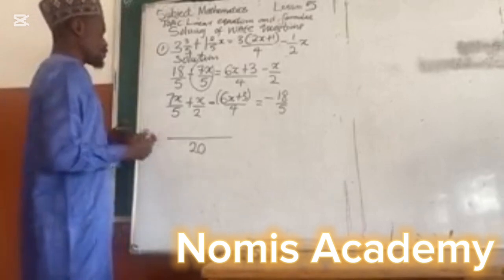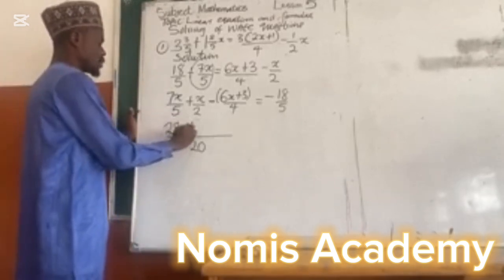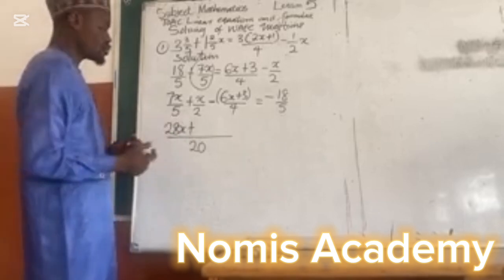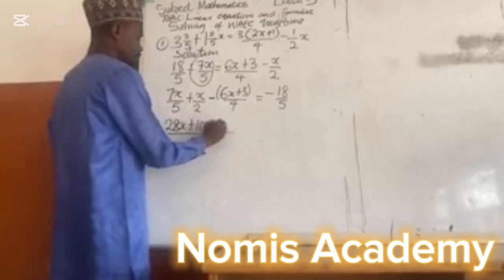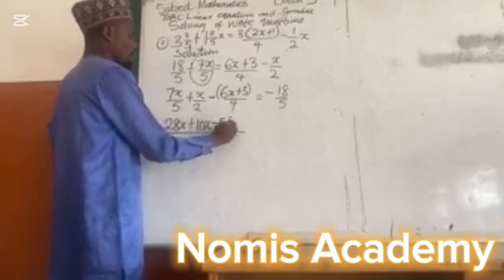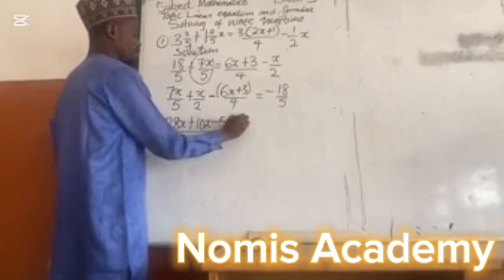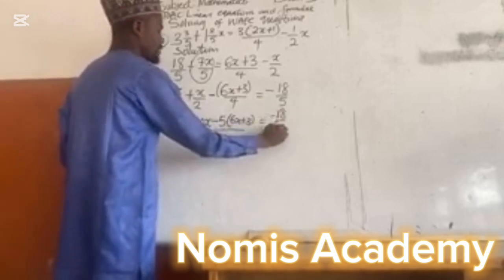20 divided by 5 we have 4. 4 times 7x we have 28x, plus 20 divided by 2 we have 10. 10 times x we have 10x. So minus 20 divided by 4 we have 5, open bracket, whatever is here, 6x plus 2, is equal to minus 18 over 5.